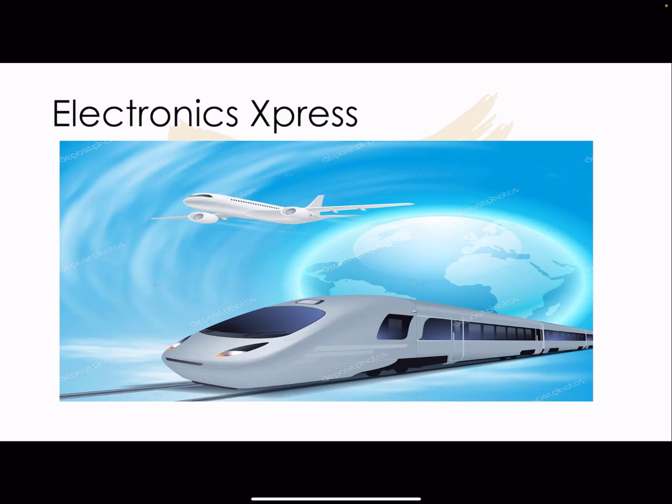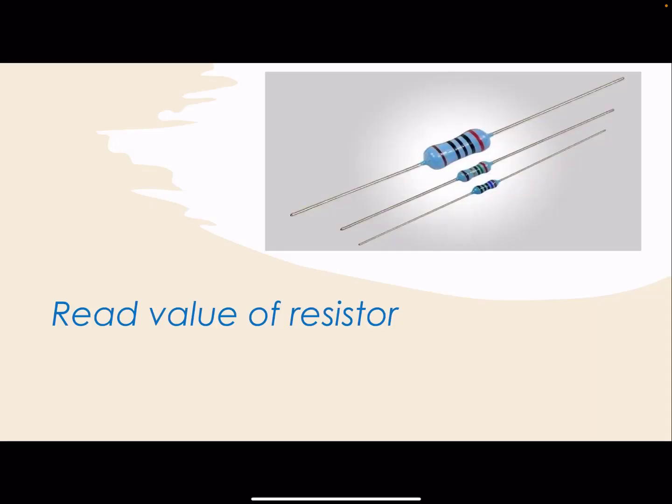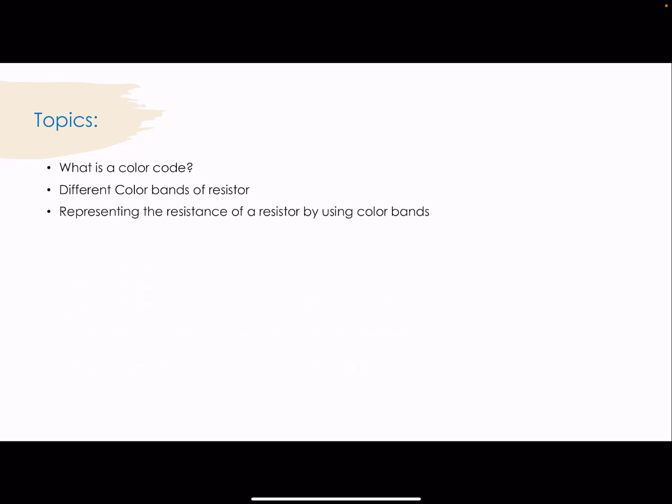Today in this video, let us learn how to read or calculate the value of a resistor. Now let us see what are the topics that we are going to discuss today. The topics are: what is a color code, different color bands of a resistor, representing the resistance of a resistor by using color bands, and finally quiz. There is a quiz at the end of the video, so please do watch the video till the end.